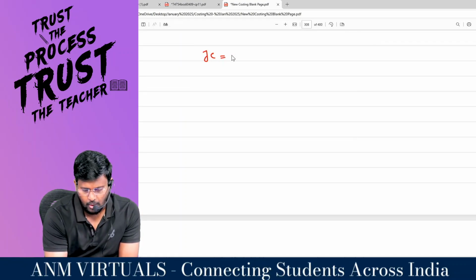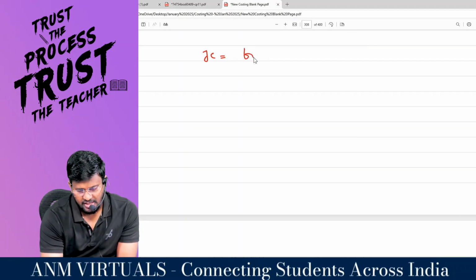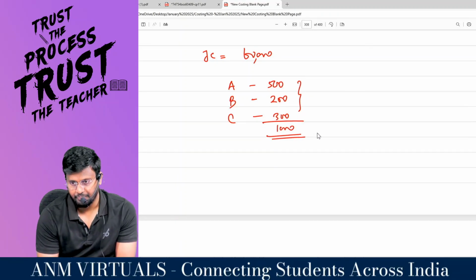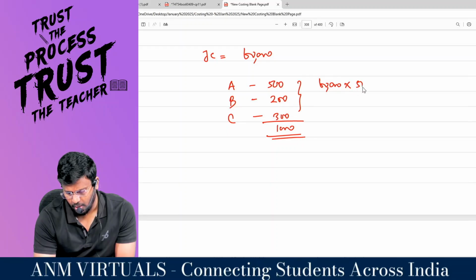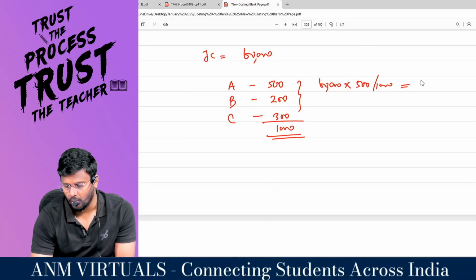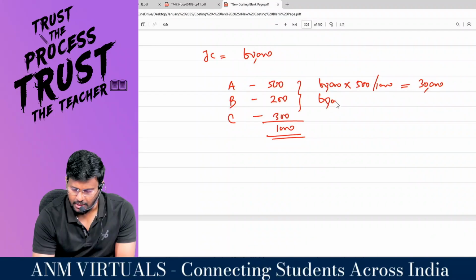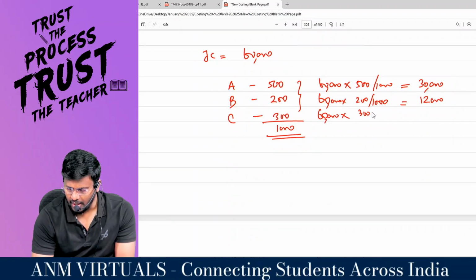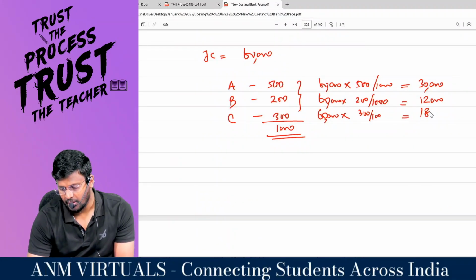Joint cost is equal to how much? 60,000 is the joint cost. Who are the products? A, B, C. A how many units? 500. B 200. C 300. Correct, sir. Now I divide in this ratio. Total comes to 1000. So 60,000 into 500 divided by 1000 comes to 30,000. 60,000 into 200 divided by 1000 comes to 12,000. 60,000 into 300 divided by 1000 comes to 18,000. Correct? Total we get 60,000 rupees, apportioned to joint cost.